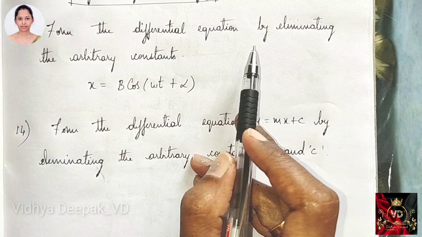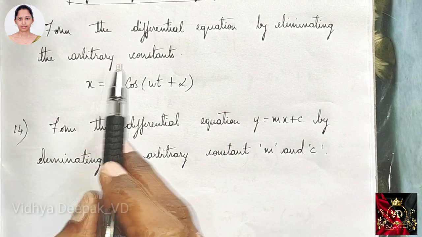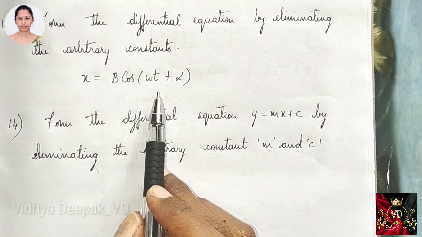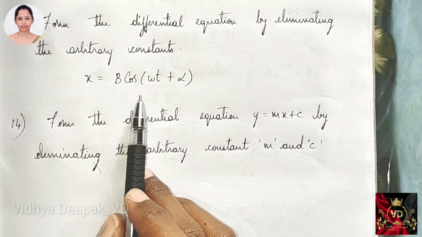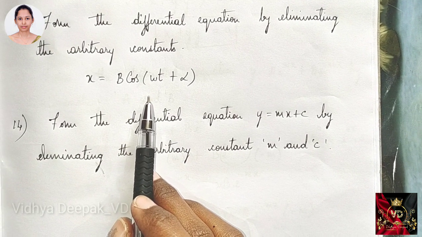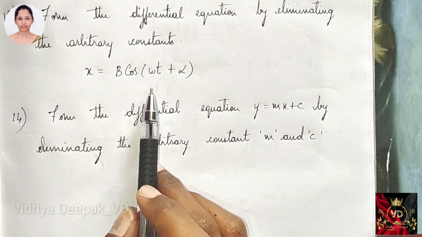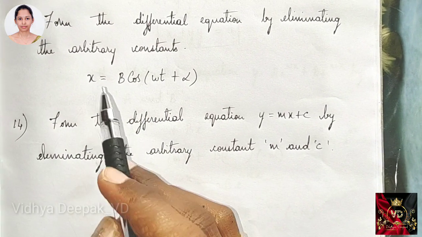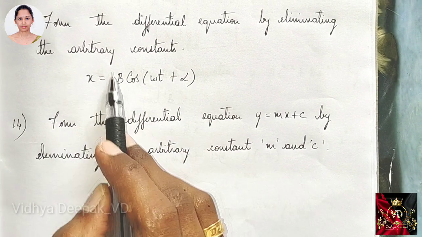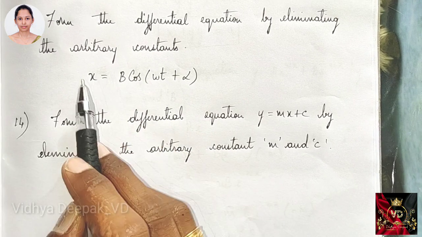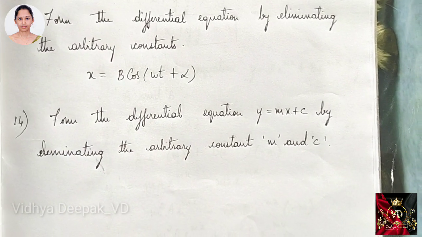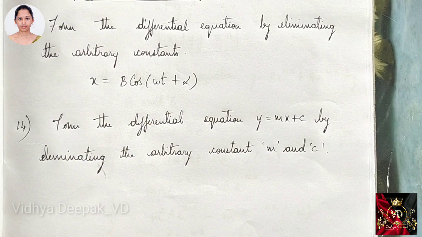Okay, so I want you to try these two problems. Form the differential equation by eliminating the arbitrary constants. So x is equal to b cos omega t plus alpha. I have done a similar problem in the last class, so you can check that out and try this. Here at the end, you can substitute x, you'll get this value. So you can substitute in that place as x. So this is that kind of problem. You can try it once, okay?